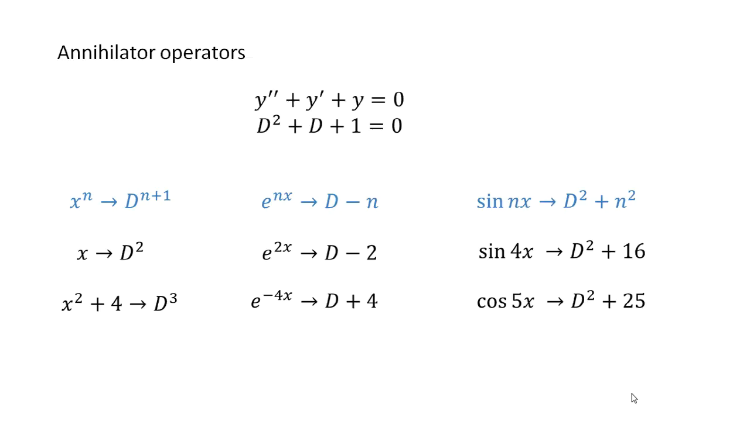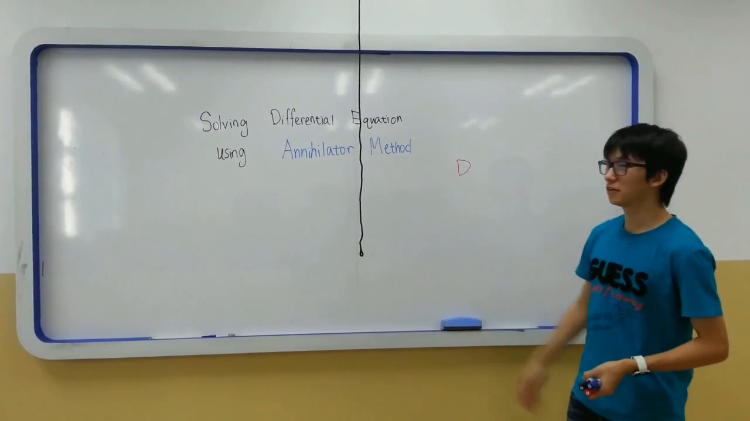So for example, e to the power of 2x will become D minus 2, and e to the power of negative 4x will become D plus 4. And for our trigonometric functions, sine nx will become D squared plus n squared. This applies to cos nx also. For example, sine 4x becomes D squared plus 16, or D squared plus 4 squared, and cos 5x becomes D squared plus 5 squared, or D squared plus 25. Well done, Bob. Let's move on to the example.